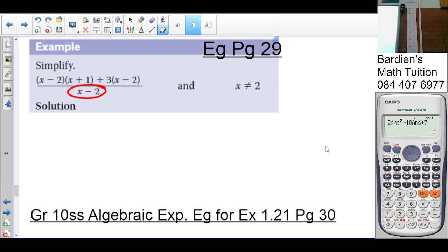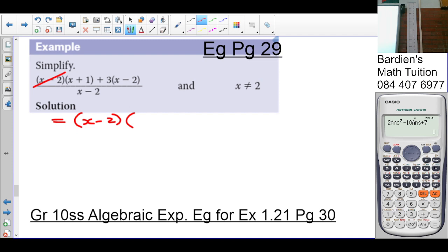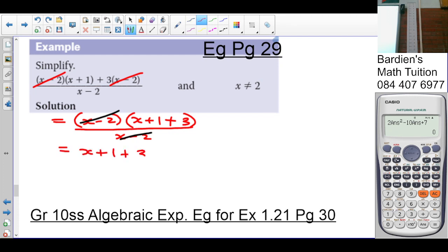Okay. Now moving on. Alright, so what can happen in the numerator? Can I cancel the x minus 2? No. Why? The plus. There's more than one term in the numerator. So we're going to take out the common factor of x minus 2. If I take x minus 2 out, what am I left with? X plus 1 plus 3, and this is all over x minus 2. Now what can happen? Cancel x minus 2. So what are we left with? X plus 1 plus 3.